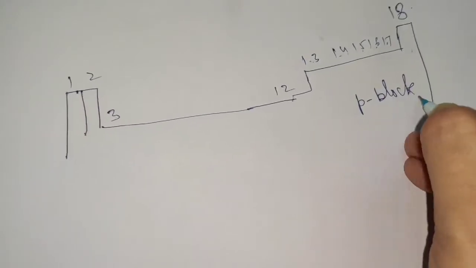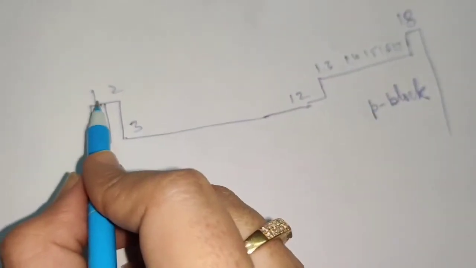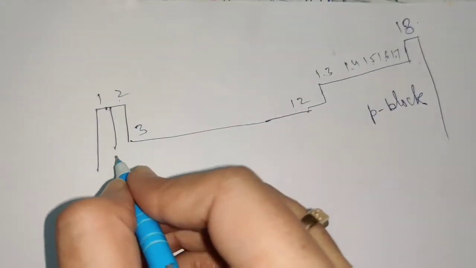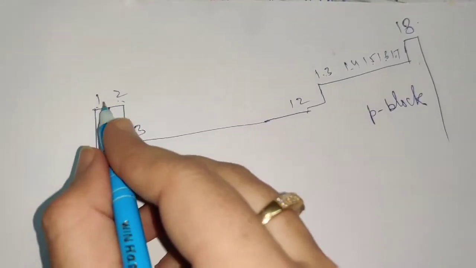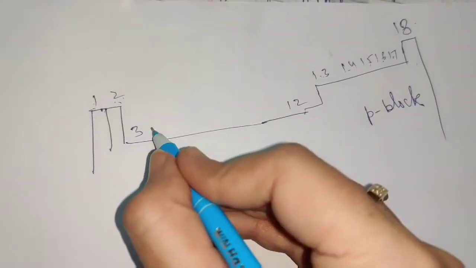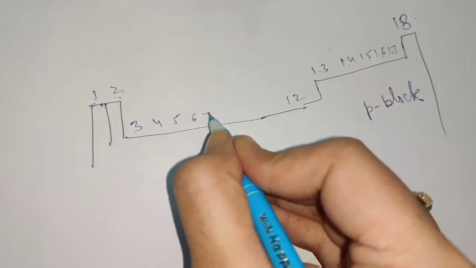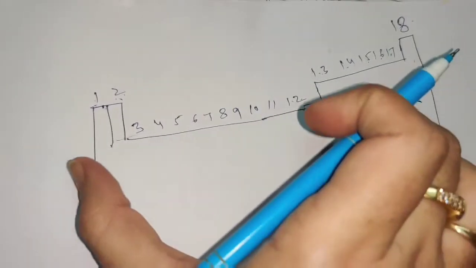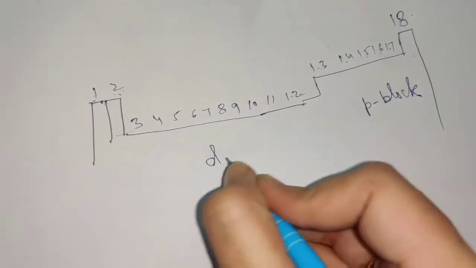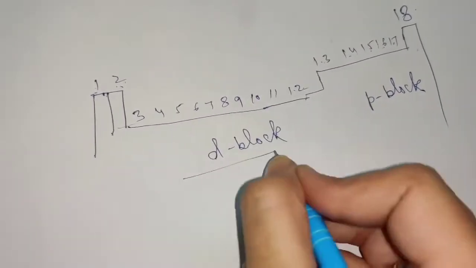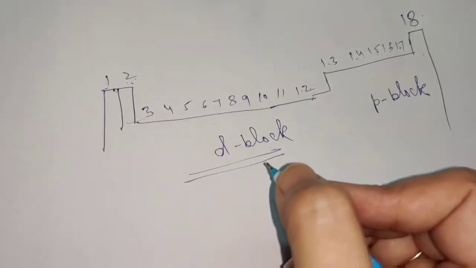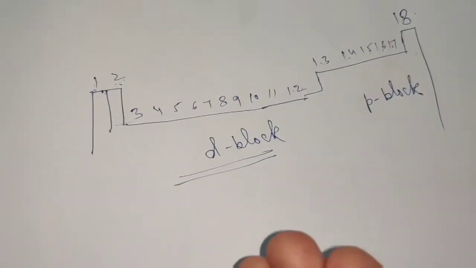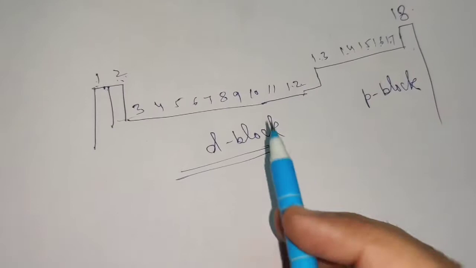Similarly, for S block, you can see here group 1 and 2 is present, and S can hold a maximum of 2 electrons. So it comprises 2 groups, group 1 and group 2. Similarly, if you count here 3, 4, 5, 6, 7, 8, 9, 10, 11 and 12, you'll find that there are a total of 10 groups falling under D block. Why? Because D has a maximum electron holding capacity of 10. So you can remember the number of groups falling under each block with the help of the maximum electron holding capacity of each subshell.